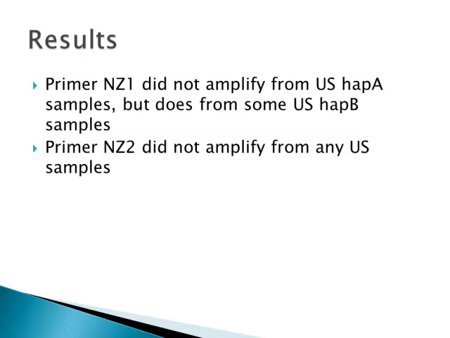Primer NZ1, which I originally designed to amplify only from New Zealand, because I didn't screen it against the haplotype B samples, I was surprised when it did hit several haplotype B samples. Then I went back and designed another primer set called NZ2, which I screened against our haplotype A reads and our haplotype B reads. And I've run that on over 150 samples from the US, from Guatemala, from Honduras, and from Mexico.